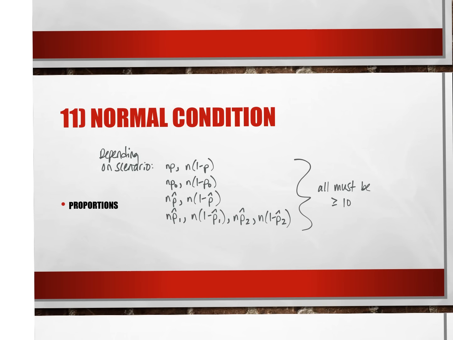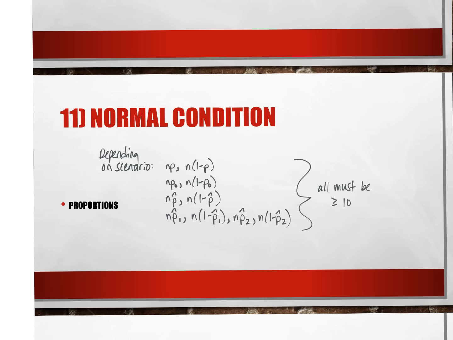The normal condition, so that changed a lot depending on what chapter we were looking at. So depending on the scenario, you're always checking np and n(1 minus p) for proportions. Remember, if it's not a proportions problem, you don't have a p. Therefore, you can't do this np nonsense. But for proportions, to check the normal condition, you are always checking np and n(1 minus p) if you're given the p, the population proportion. Remember, we did that initially at the very beginning of second semester. We were given the proportion for the population.